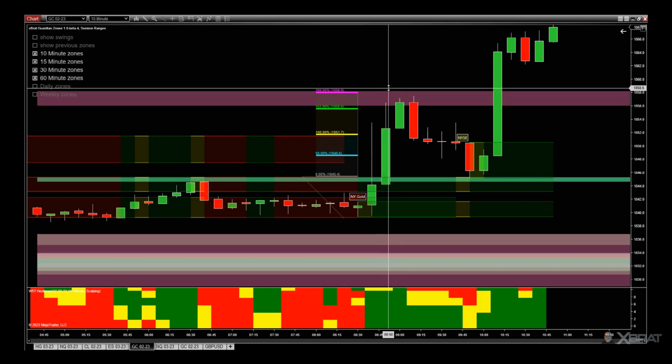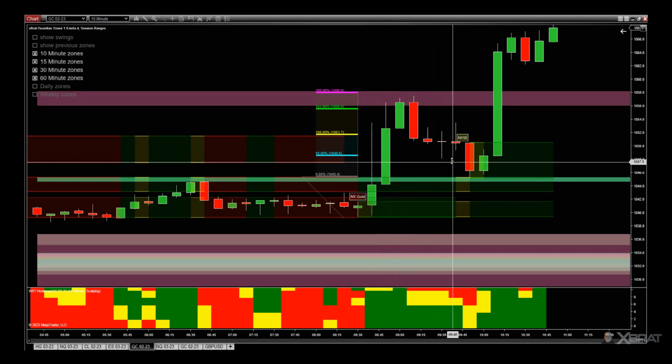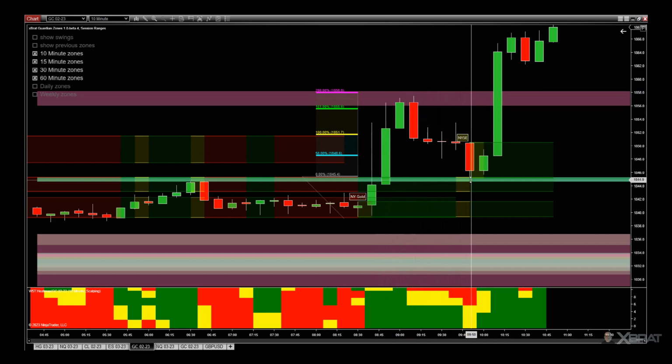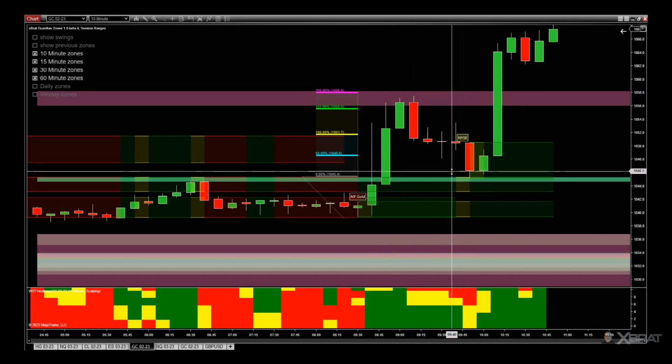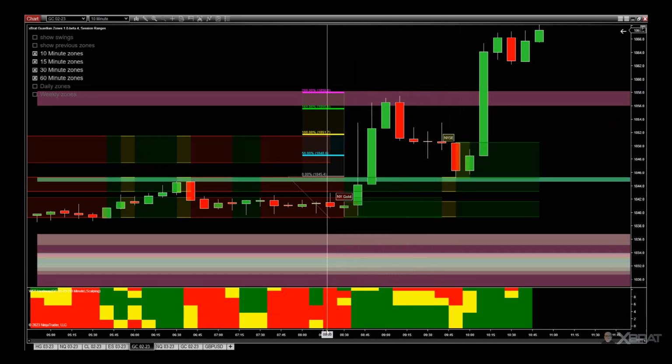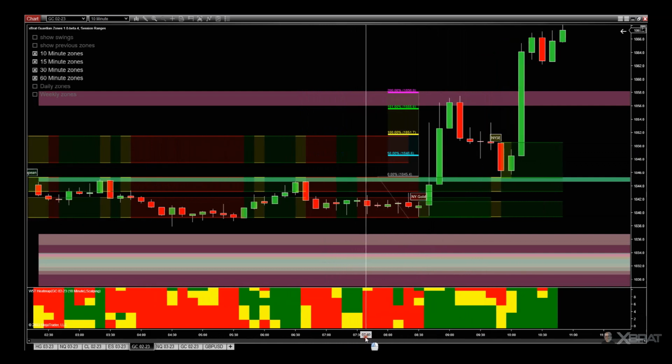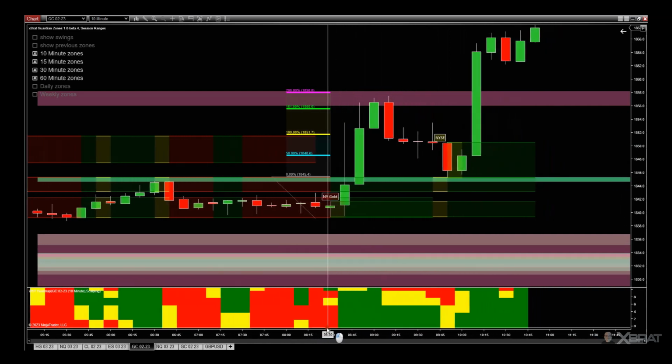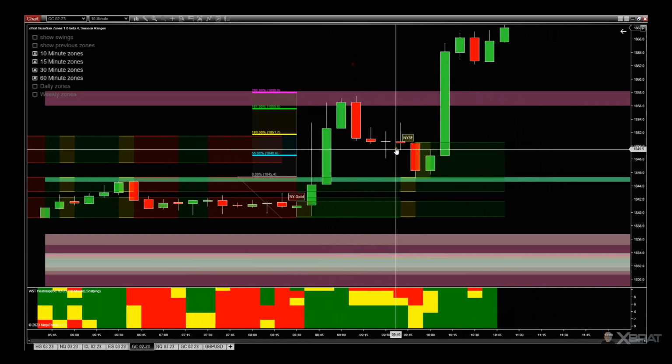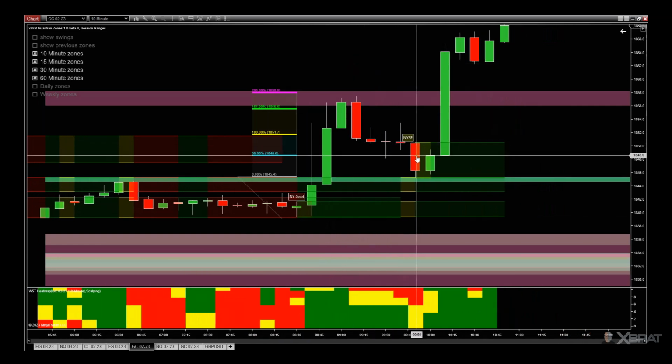Take out the target, it then comes back down to test that 30-minute zone again for the New York Stock Exchange Open. This is not freaky stuff, guys. This is the Guardian zones, understanding where those decision points of institutional traders are and putting them on your chart for you.